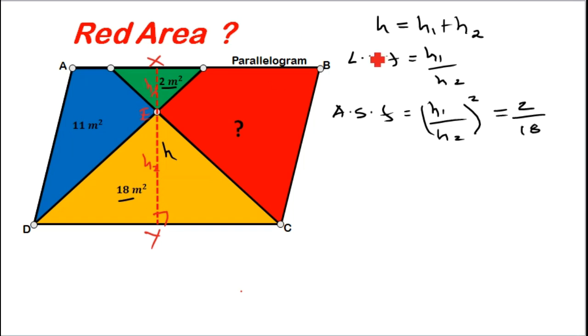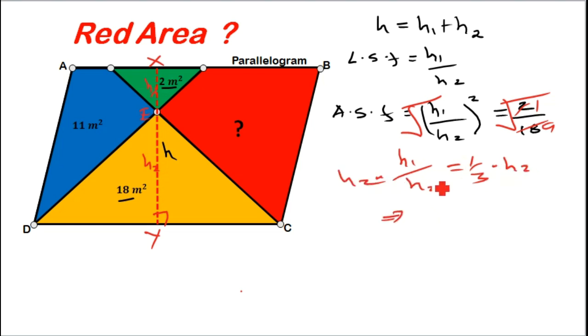So for you to get H1 over H2, you take the square root on both sides. Square goes with square root, to remain with H1 over H2 equals the square root of 2 over 18. 2 over 18 is like 1 over 9. So the square root of 1 over 9 is 1 over 3. So from there, when you multiply both sides by H2, H2 goes with H2, you remain with H1 is a third H2.